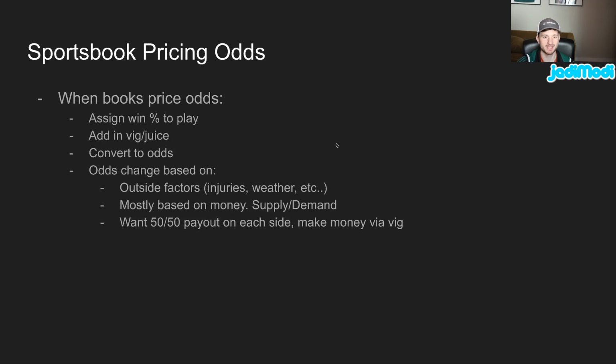So when sportsbooks price odds, it's mostly just based on supply and demand. So if money is starting to come in more heavily on one side, the sportsbooks are going to change that odds and hope people start betting the other side. That's generally how sports betting works. It's the stock market. It's supply and demand. And hopefully this video made sense.